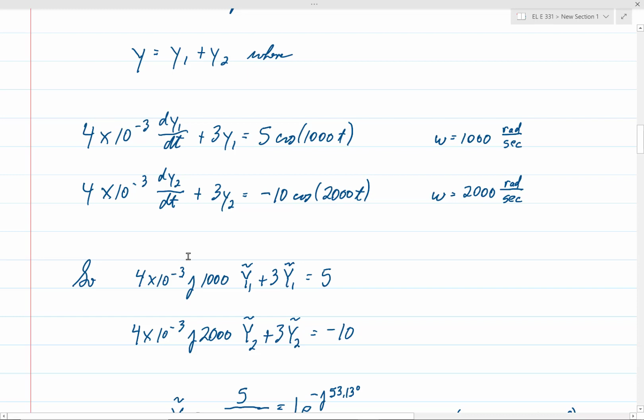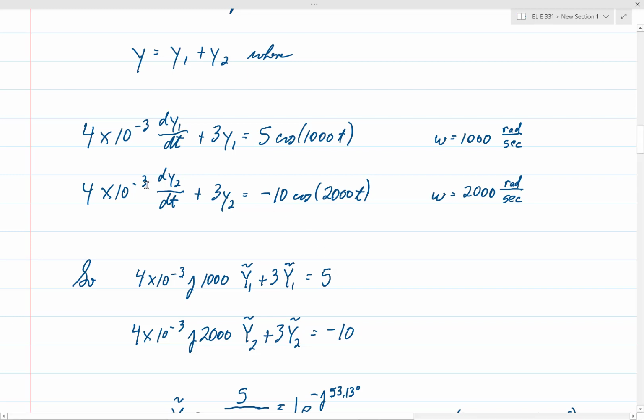Okay, in the first problem, here's the 4 times 10 to the minus 3, and j omega times y1 tilde becomes j times 1,000 y1 tilde for the first problem, because omega for the first problem is 1,000. And then we have a plus 3 y1 tilde there, and 5 cosine of 1,000 t just becomes, its phasor is just 5.